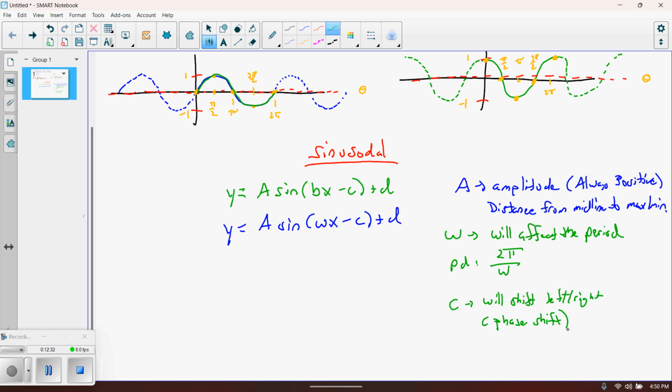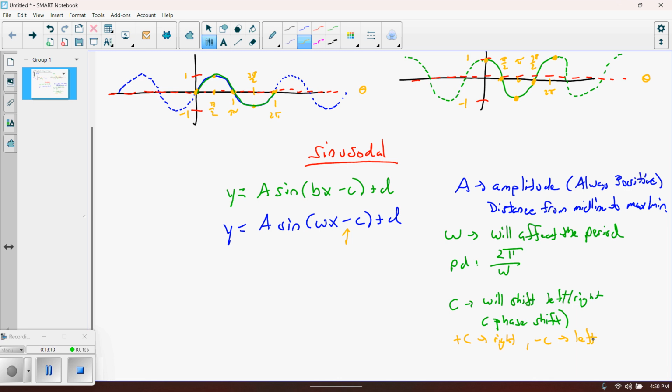So as it stands right now, if C is positive, it will shift to the right. If C is negative, it will shift to the left. Now be very careful, because this right here is already a negative value. It says omega x minus C. That means the C value would actually be positive, even though you'd look at it and be like, oh, it's minus C. You're subtracting a positive value. So C is positive. So a positive C will shift it to the right. A negative C will shift it to the left, however many units.